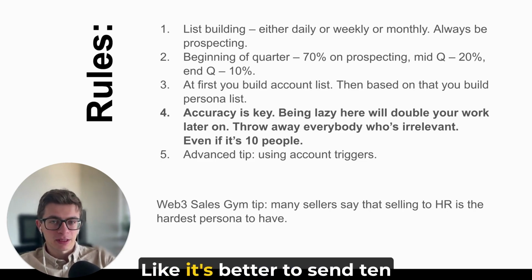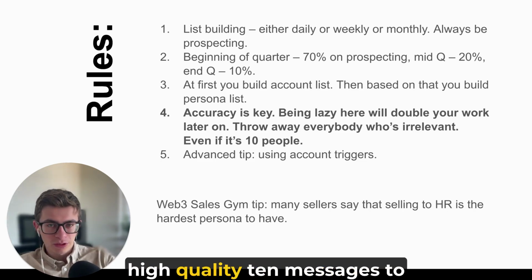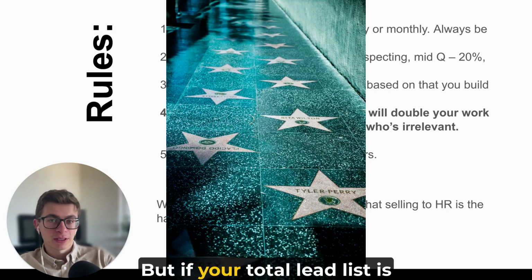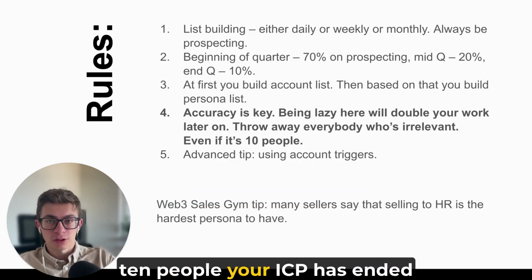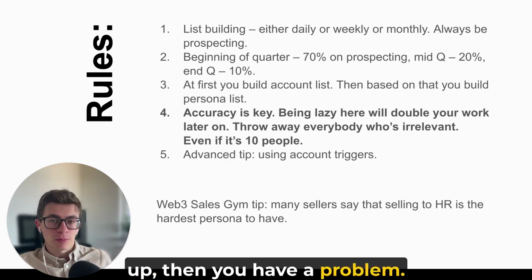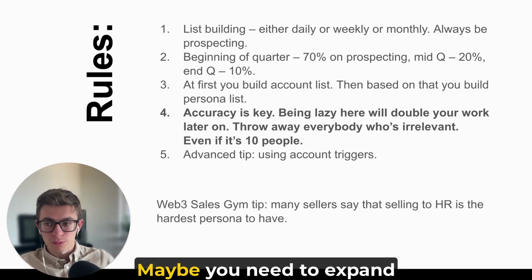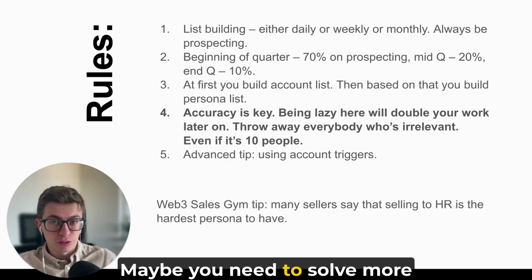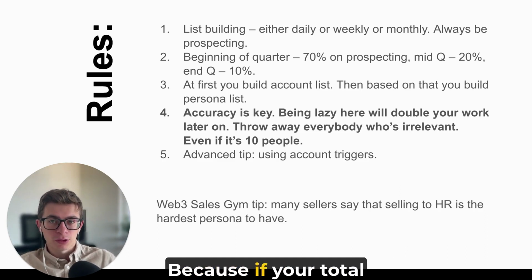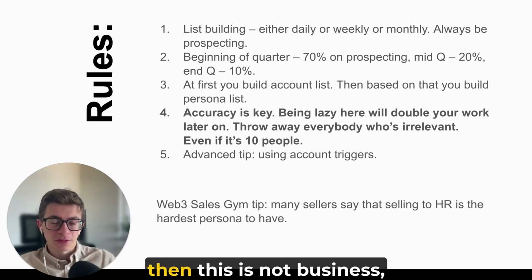Even if it's 10 people, it's better to send 10 messages to relevant people than not. But if your total lead list is 10 people and your ICP has ended up, then you have a problem. Think about your product. Maybe you need to expand the product. Maybe you need to solve more problems for more people. Because if your total addressable market is 10 people, then this is not a business.